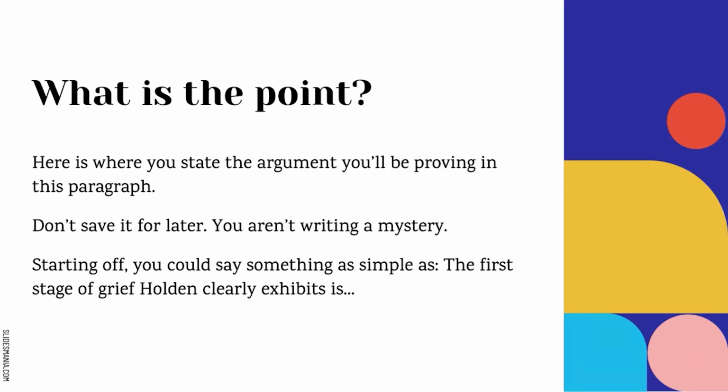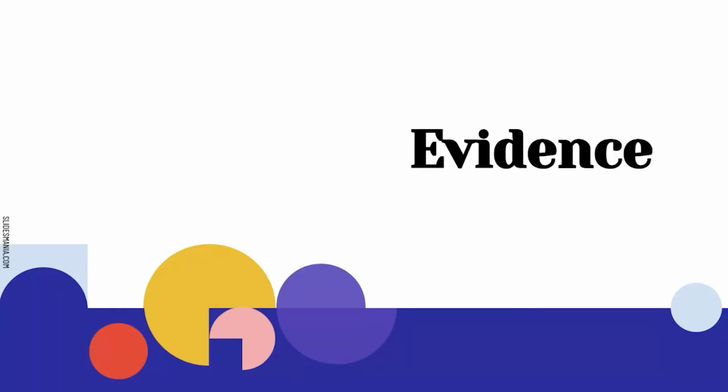So I do give an example here of how to start your first sentence if you need to. It says, "The first stage of grief Holden clearly exhibits is," and then you would list that stage, and the rest of the paragraph would prove to me that in fact he does exhibit that stage of the grief. You can also, if you're going chronologically, say, "The first action that Holden does that really proves that he's grieving is," and that would work just as well. Just remember that the idea here is your reader should know what you're arguing in this paragraph from the very beginning.